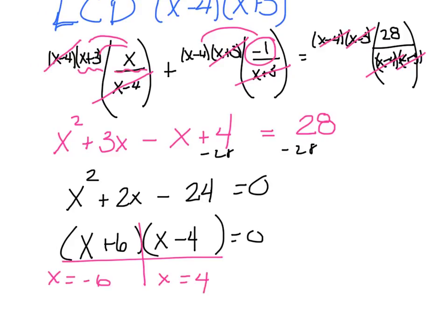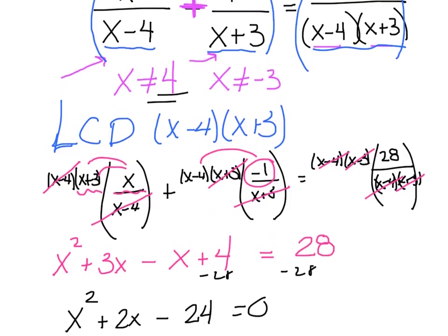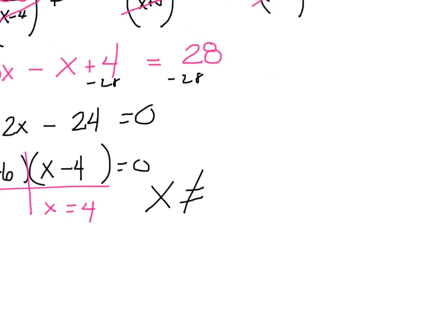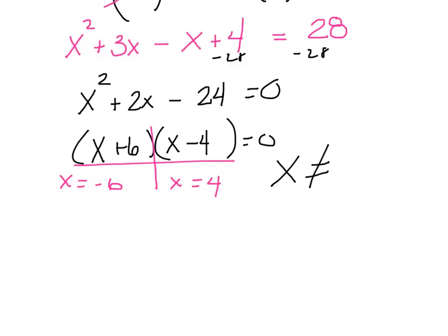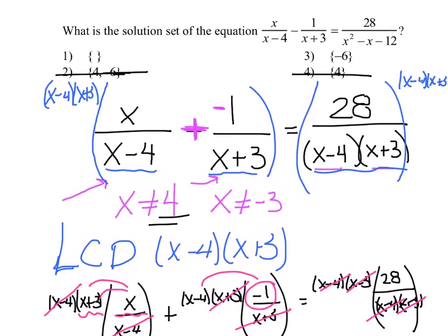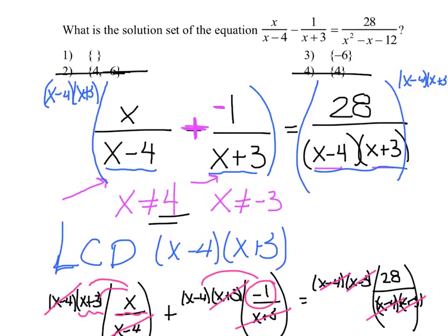Now remember what we said in the beginning. What made that fraction undefined? Well, we said x cannot equal, let me scroll back up here, x cannot equal 4 and x cannot equal negative 3. Whoa, baby. X cannot equal 4 and x cannot equal negative 3. So I can reject my 4 and my only answer should be negative 6. And let's hopefully see if that's a choice. And there it is. I'm going to only go with negative 6.